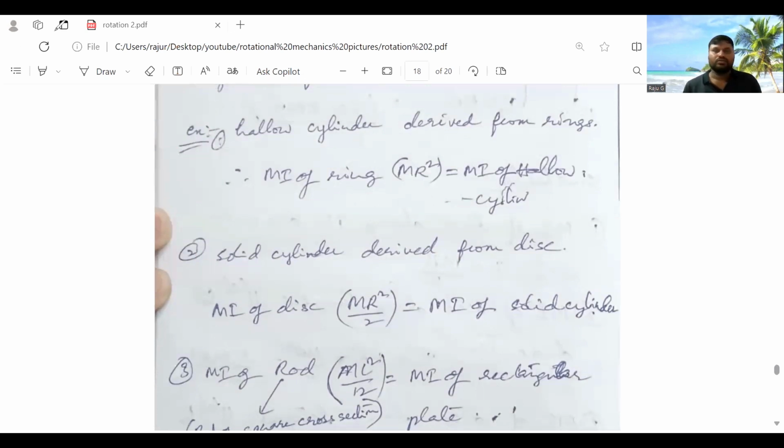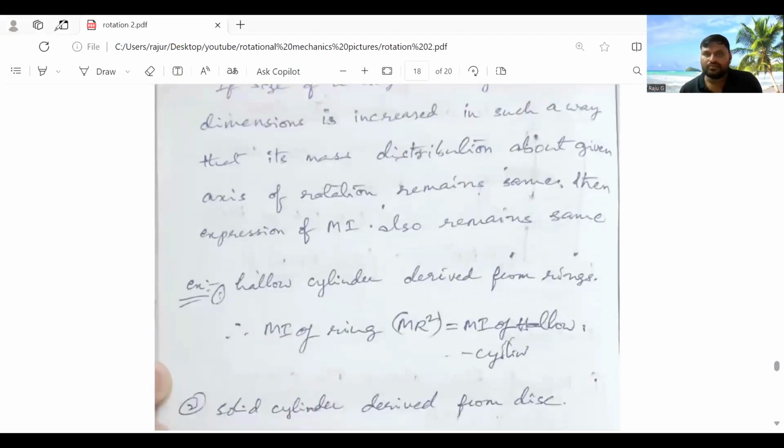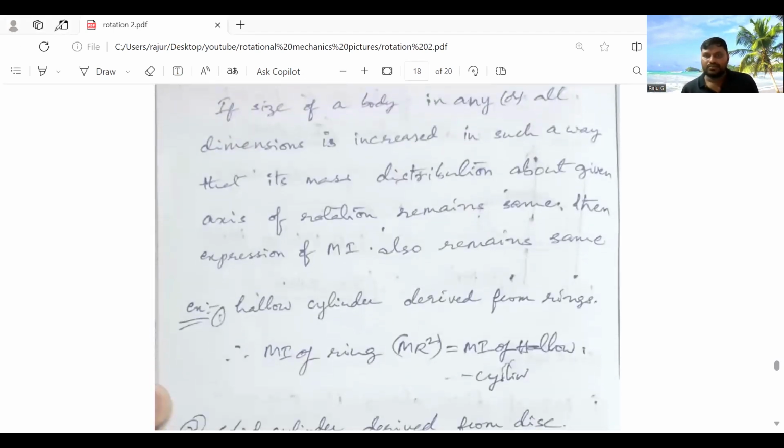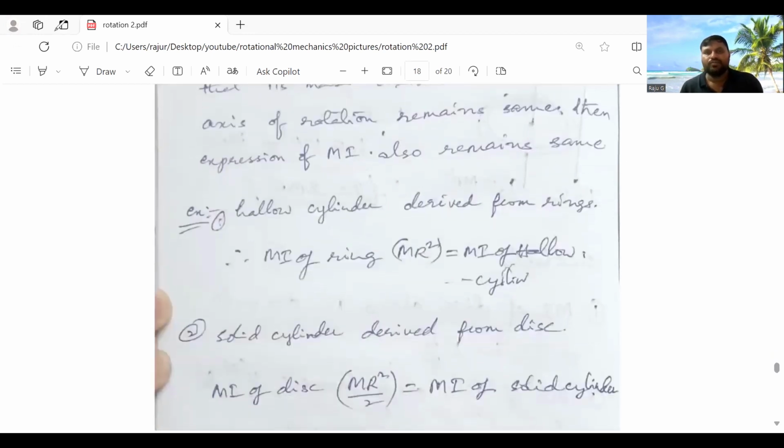There is no change in the mass distribution. The mass is distributed in a similar manner. Therefore, the moment of inertia of the ring is mr square, and the moment of inertia of the hollow cylinder is also mr square.